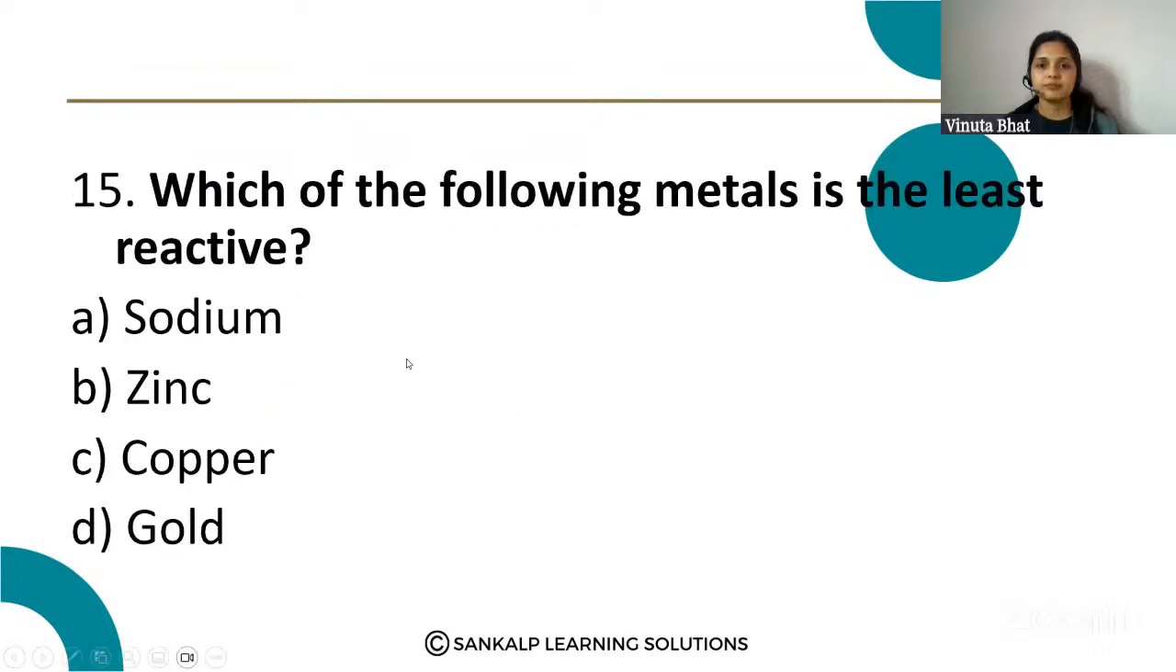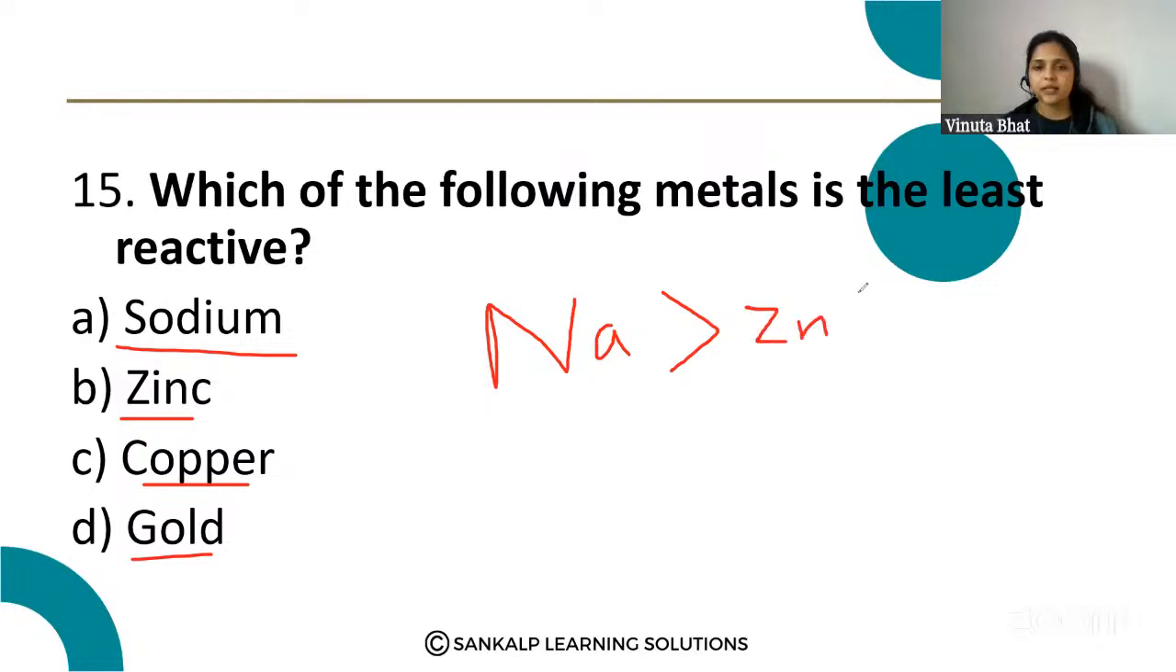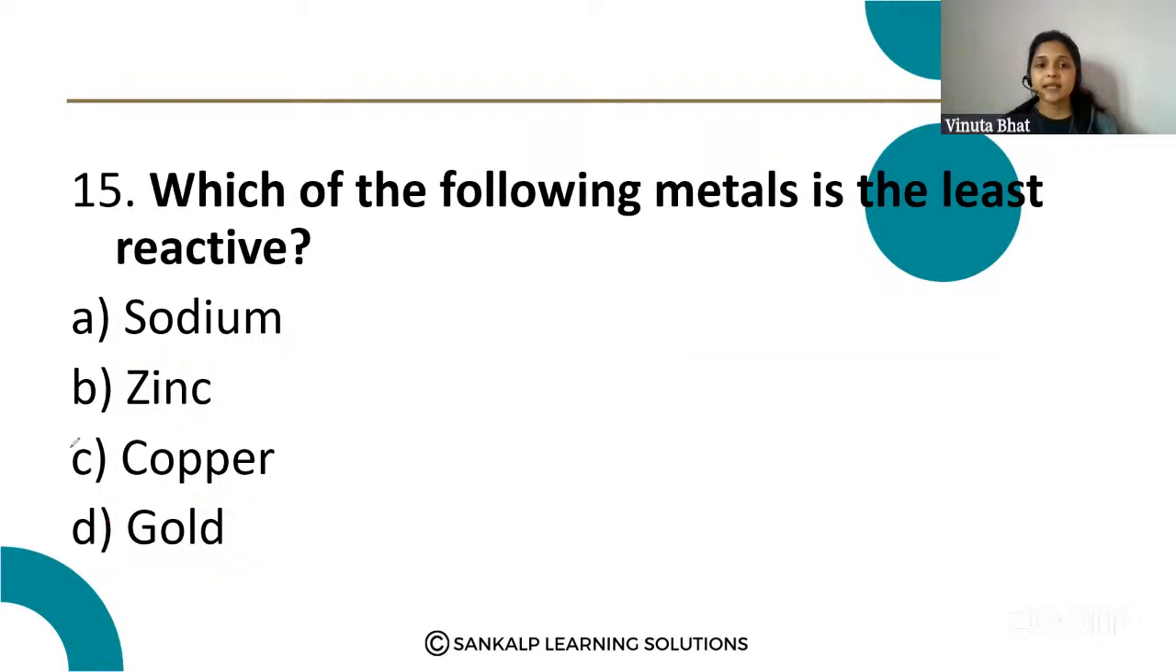Next question. Which of the following metals is the least reactive? Sodium, zinc, copper, gold. Sodium is the most reactive, having high reactivity, and zinc and copper also have good reactivity, but gold is the least reactive metal. Option D, gold, is the correct answer.